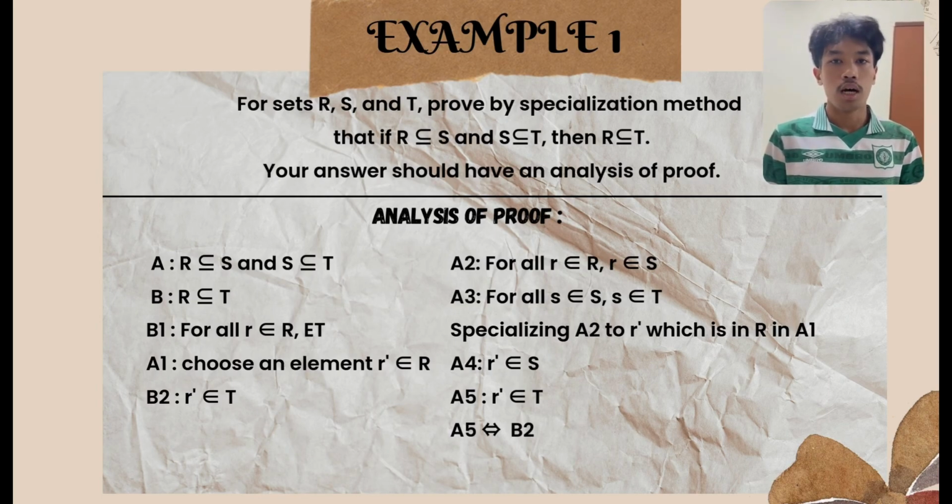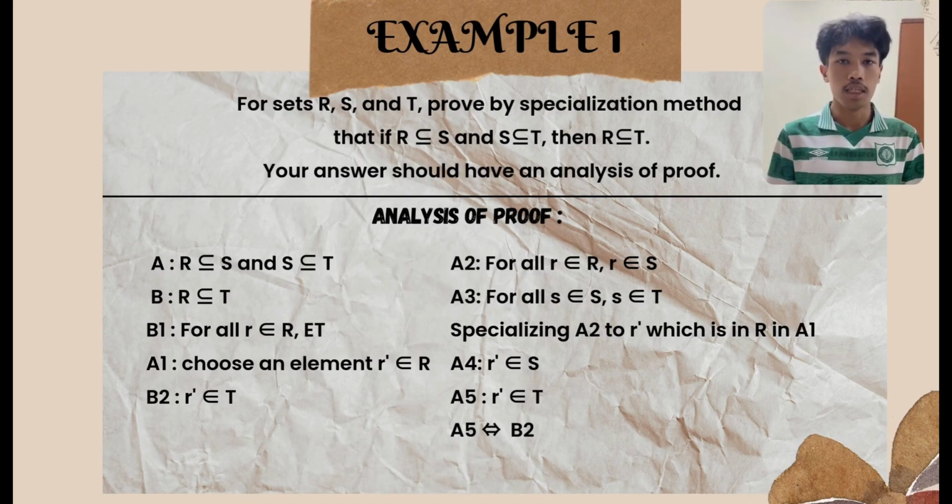Alright, right now for example 1 for this topic. For sets R, S and T, prove by the specialization method that if R is a subset of S and S is a subset of T, then R is a subset of T. Your answer should have an analysis of proof. For A, we are given that R is a subset of S and S is a subset of T. For B, our goal is to prove that R is a subset of T. Next, B1, to prove R is a subset of T, we must show that for all elements of the set R, they are also in T.